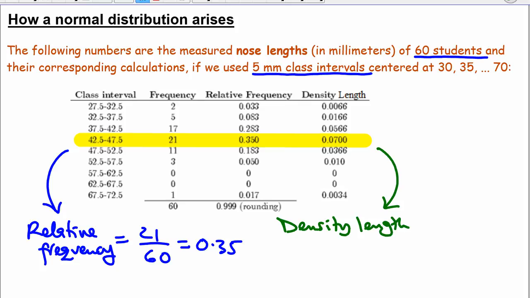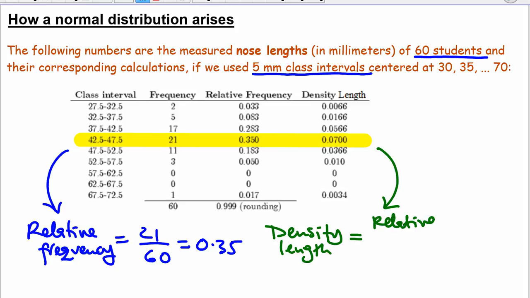So density length is basically equal to relative frequency over class interval. I'm running out of space here, trying to put it inside here.